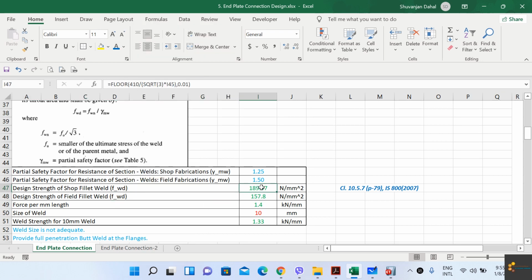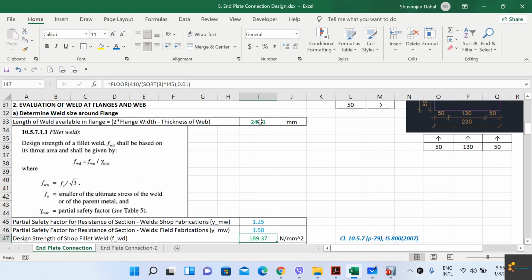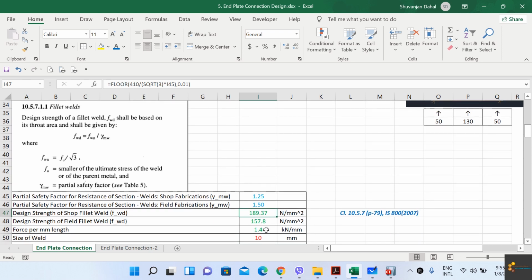Now use this formula to calculate the design strength of both shop fillet weld and field fillet weld. The shop fillet weld design strength is calculated as 410 divided by root 3 into 1.25, whereas for field fillet weld, 410 divided by root 3 into 1.50. The design strength of shop fillet weld will obviously be greater, since the partial safety factor is low. Since we will consider that our welding is performed in the shop itself, we will use this design strength, 189.37. Now the force per millimeter length coming onto our weld will be this design strength divided by the length of weld available, that is 243.1.